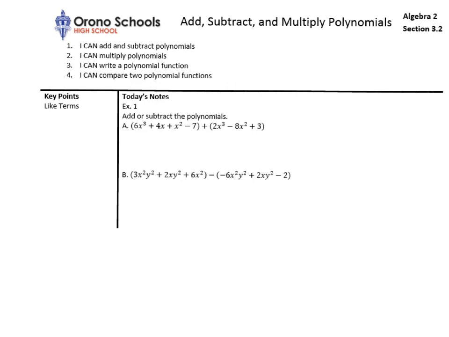Lesson 3.2, Add, Subtract, and Multiply Polynomials. In this lesson, we'll add and subtract, we'll multiply, we'll compare polynomial functions, and we'll write polynomial functions.